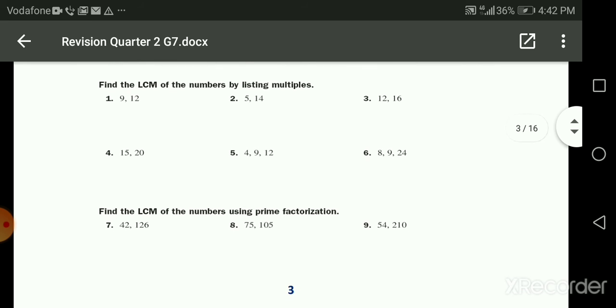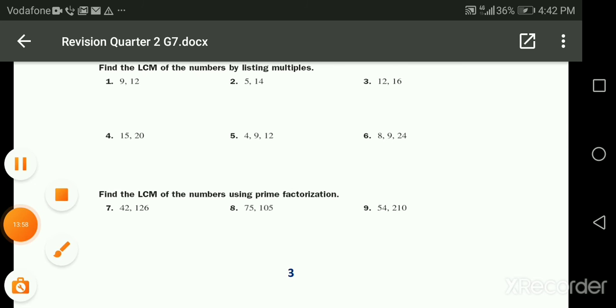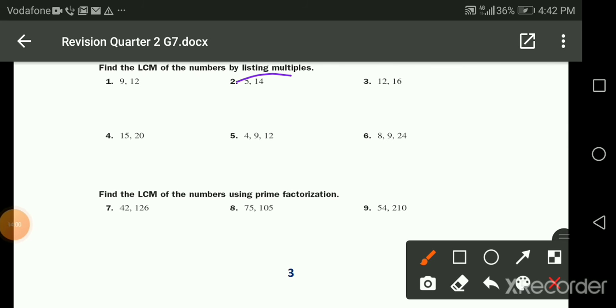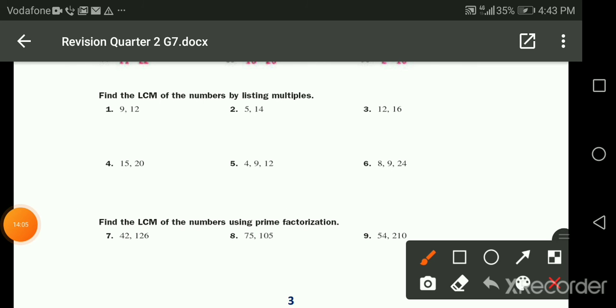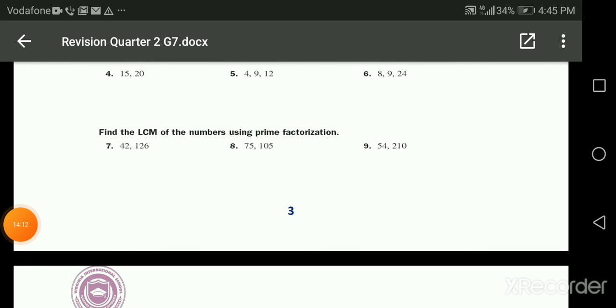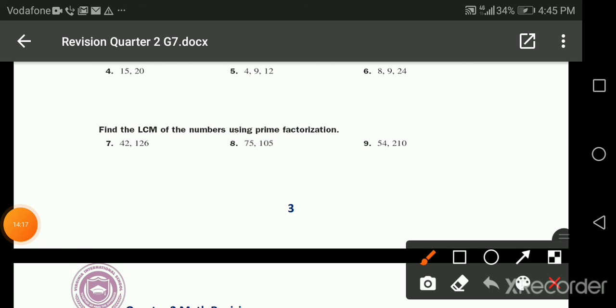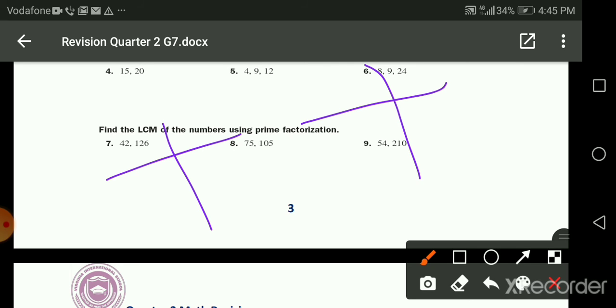He asks here for the LCM by listing multiples. We can do it by listing, or it's more accurate to do it by prime factorization. So in this one, he wants to find the... So I solve. Okay, my dear students, LCM. What does it mean? LCM means the least common multiple. The same steps as the greatest common factor. So I'm doing prime factorization, because it's more accurate.